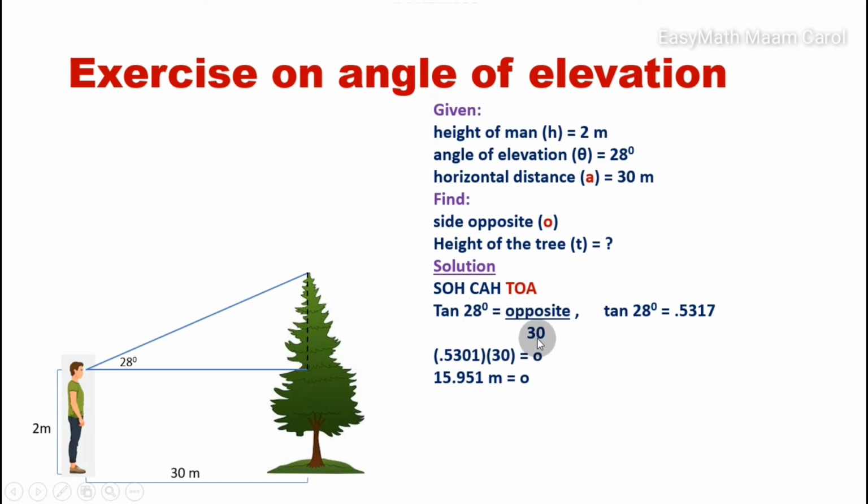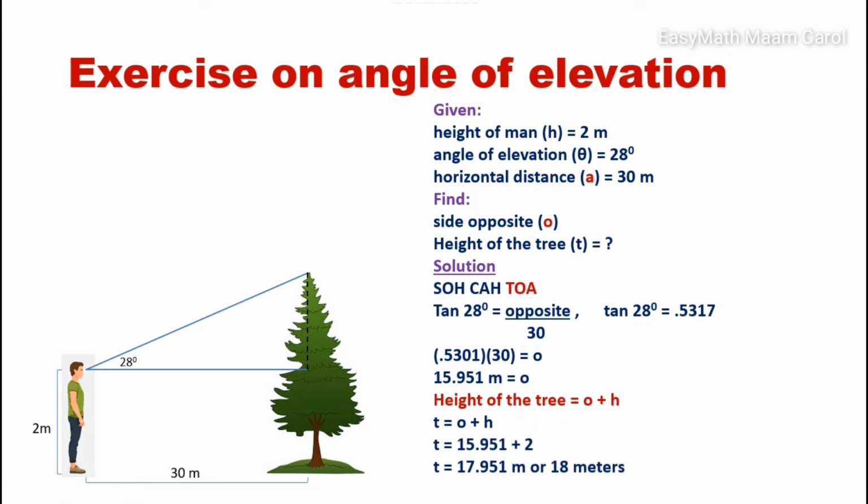So, by cross multiplication, yung value ng tangent ng 28 degrees ay i-multiply mo sa 30. And we have the side opposite. And that would be equal to 15.951 meters. So as I've told you, hindi pa tapos yung ating problem because we're not only looking for the opposite side, but we're actually looking for the height of the tree. So the height of the tree is equal to the side opposite plus yung height ng man, which is h.